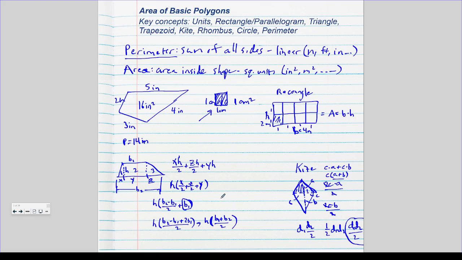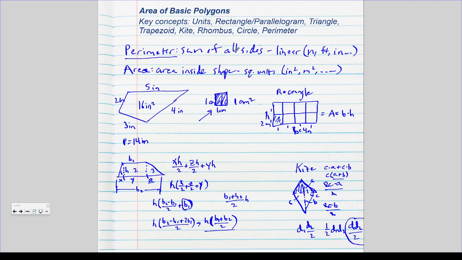And it can be written in multiple ways. So b1 plus b2 over 2 times h is sometimes how it's written. You can do it like I wrote here. It doesn't matter, but the idea is it's the average of the bases times the height.